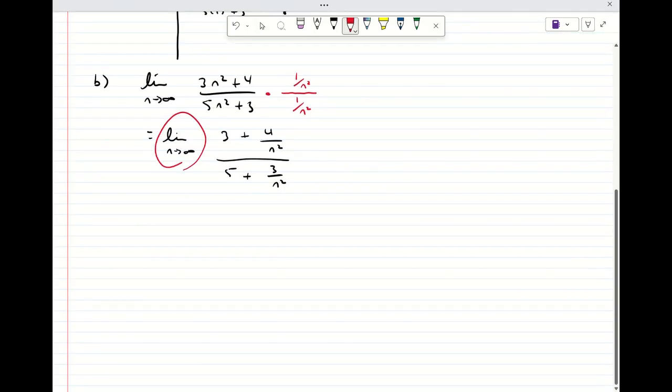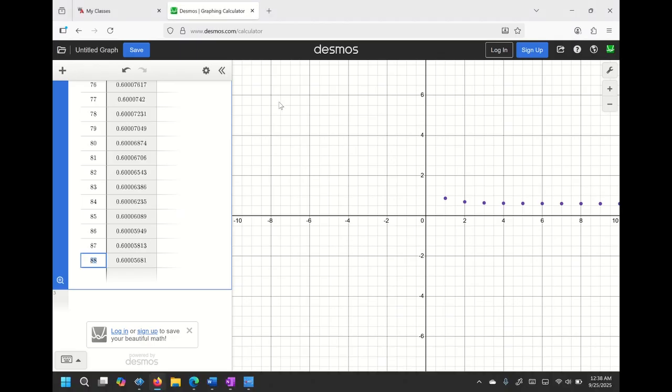Because when you take the limit as n goes to infinity of 4 over n squared, you're going to have 4 divided by a really large number, so that's going to go to 0. And the same goes for that 3 over n squared on the bottom, 3 divided by a large number, that gives you 0. So these two values go to 0, and left behind you have that 3/5. And 3/5 is exactly 0.6, which is the number we were trying to capture with this table.